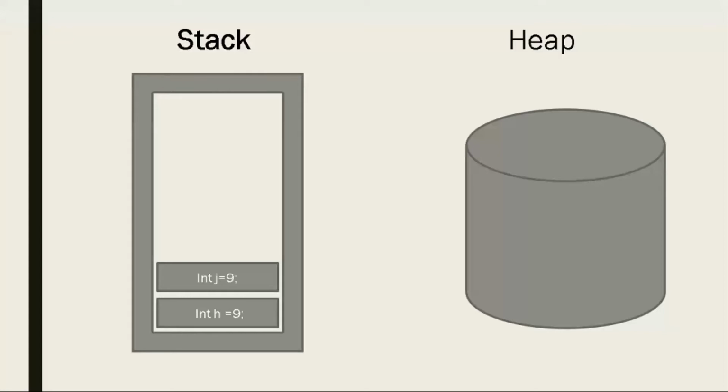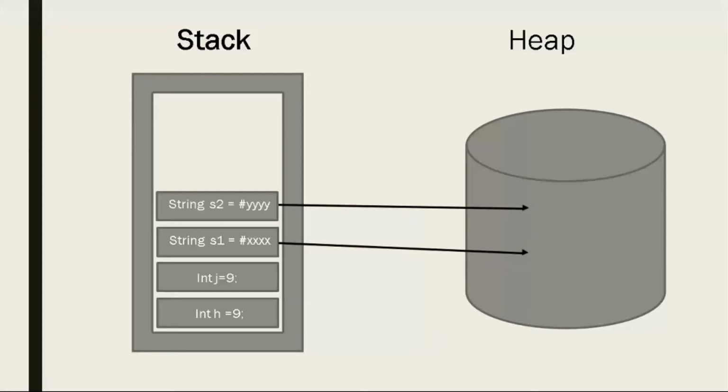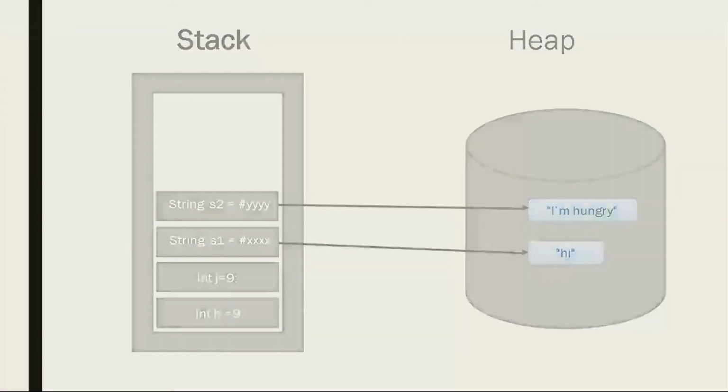Now, let's try the same example, but using strings. Let's say s1 and s2 are strings. When I create them, they both will have some space of memory allocated for them in both the stack and the heap, where the reference of each string is stored in the stack, pointing at their value, which is stored in the heap. Now let's take a break to understand this point.